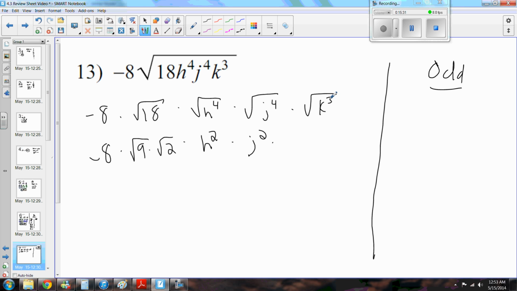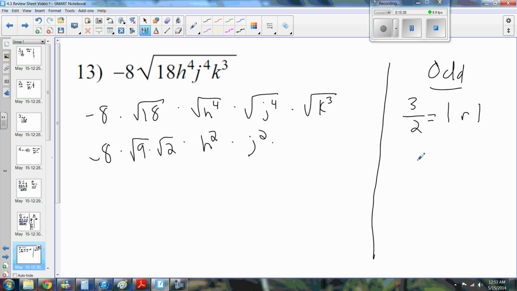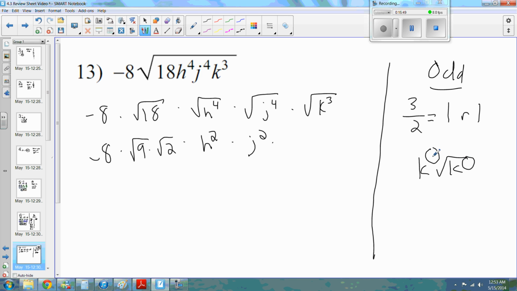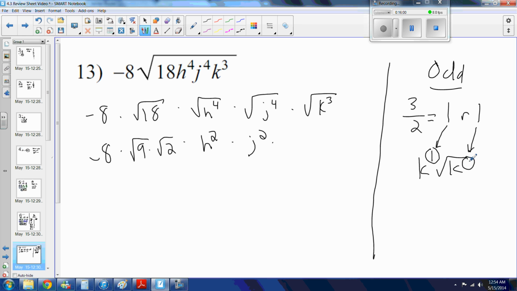I'm taking my exponent here, 3, dividing by 2. My answer for that using quotients and remainders is 1 remainder 1. So I write k root k here, and then I'm placing in these circles exponents that represent the quotient and the remainder. The quotient is the exponent of the coefficient's variable, 1. The remainder is the exponent of the radicand's variable, 1. So my final answer is k root k, or I should say absolute value k root k.